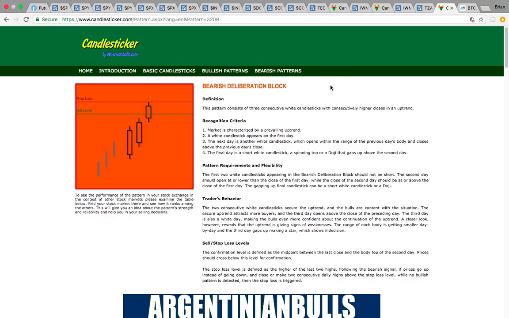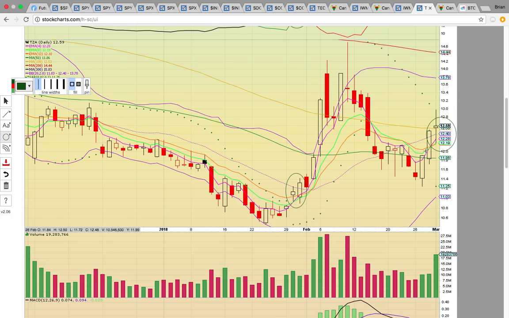And if you look here, TZA did form the bearish deliberation block, so it's the opposite of the bullish deliberation block. There are 3 consecutive white candles in a row, and then it had the gap up open. And then notice once again, this is not a doji, but it has a similar type of candle where you have the long upper and lower wicks with the small real candle body.